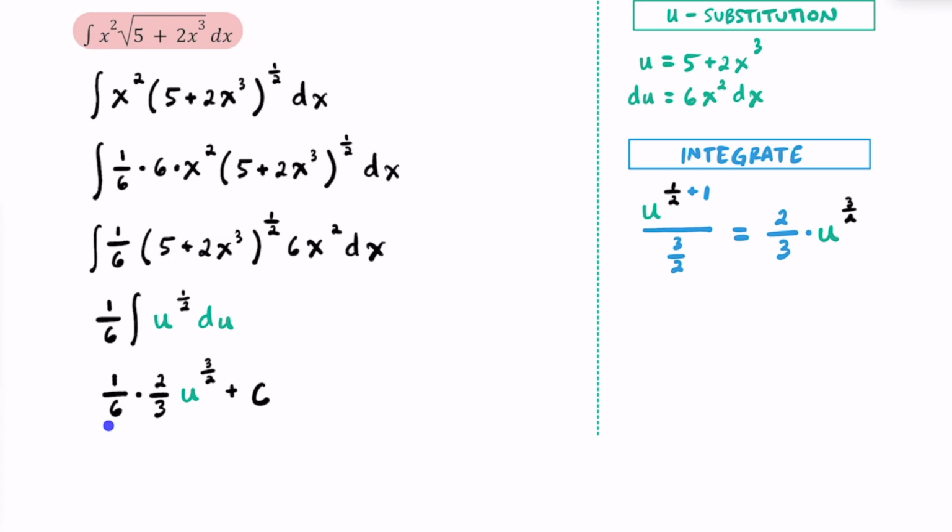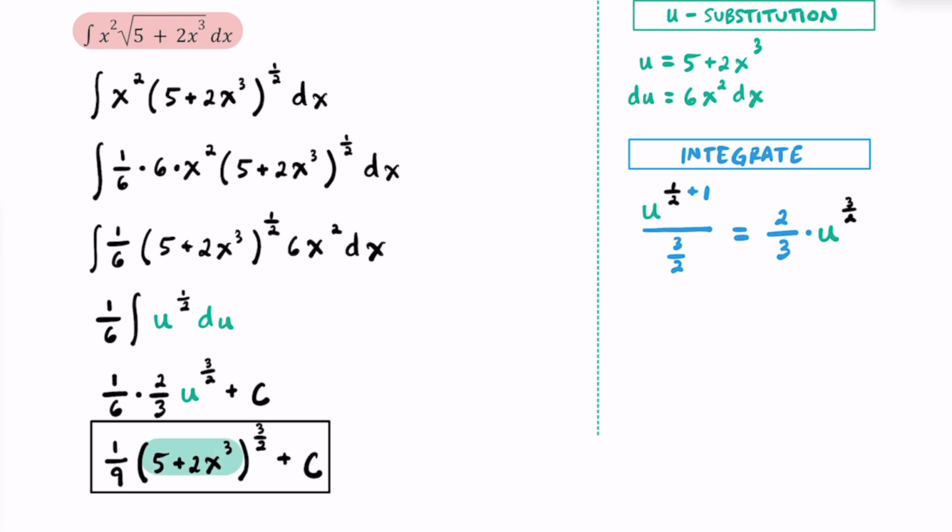If we want to multiply these two fractions, we can cross cancel the 2 and 6 to make 1 and 3. So we're just going to have 1/9 in front here. Let's substitute back here. Remember, u is equal to this 5 plus this 2x to the third power. So let's substitute that back in, give that a hug here. This is going to be 5 plus 2x to the third power. That's what it was originally, right? Give that a hug and raise that to the 3/2 power, and then plus c. All right, now that we've resubstituted, this would be the antiderivative for that original integral.